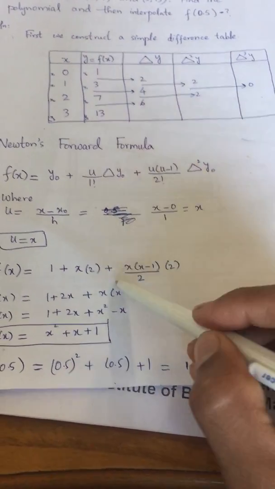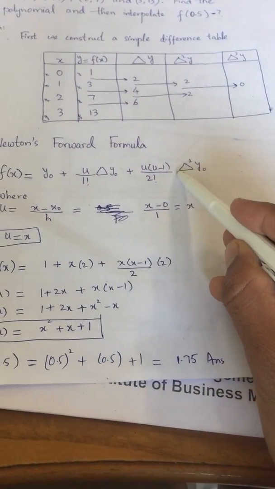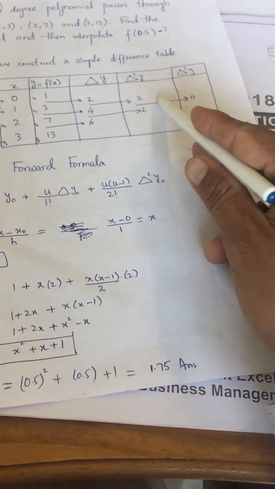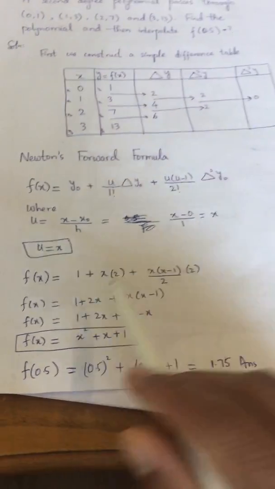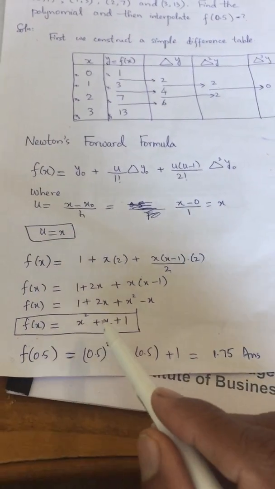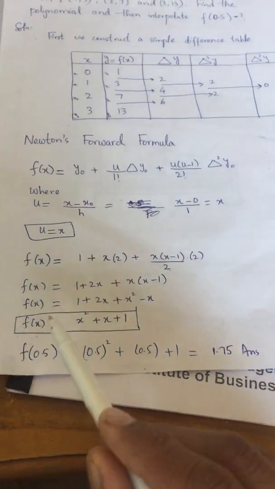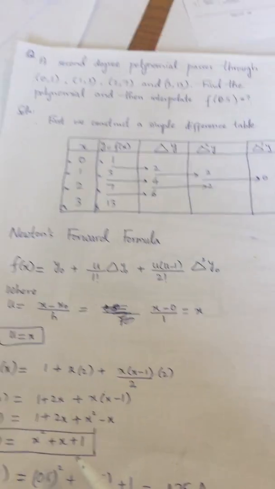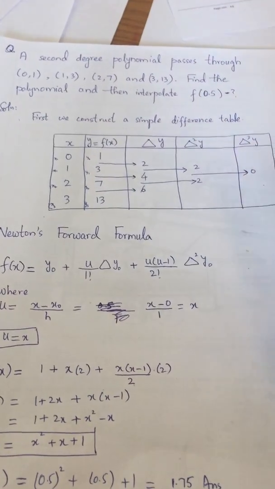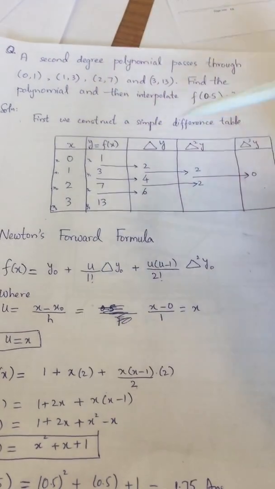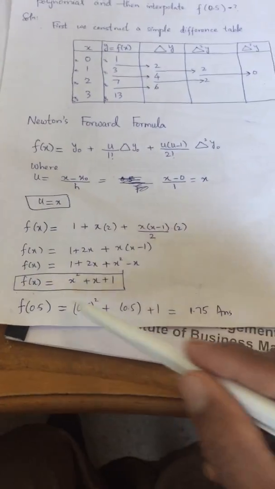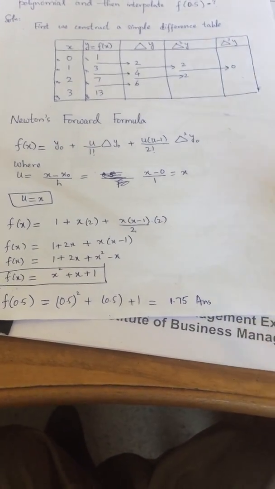Then x times x minus 1 divided by 2 factorial, which is 2, times delta 2 y naught, which is 2. We plug in and then we solve, and we get x squared plus x plus 1. We can find through this equation even the value at 1.3, 1.5, whatever you want. Now we are going to calculate 0.5. We plug in x is equal to 0.5 and then we get 1.75.